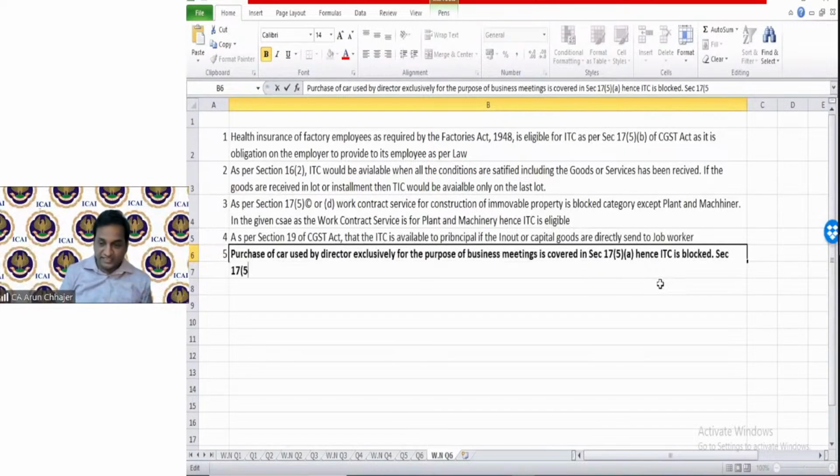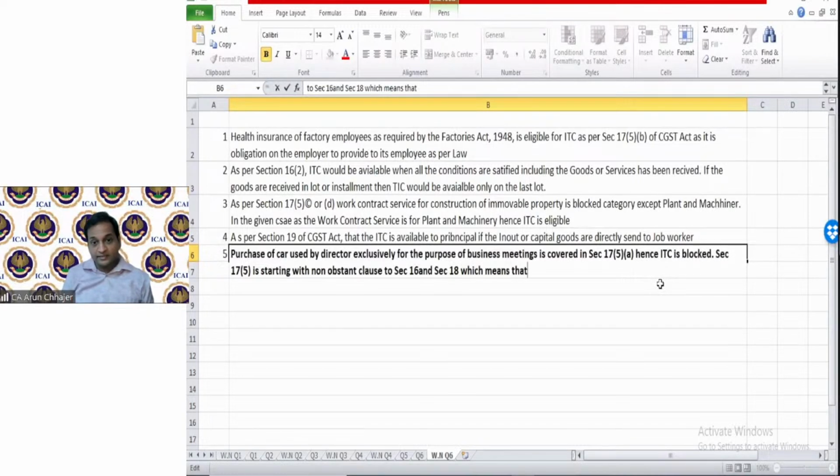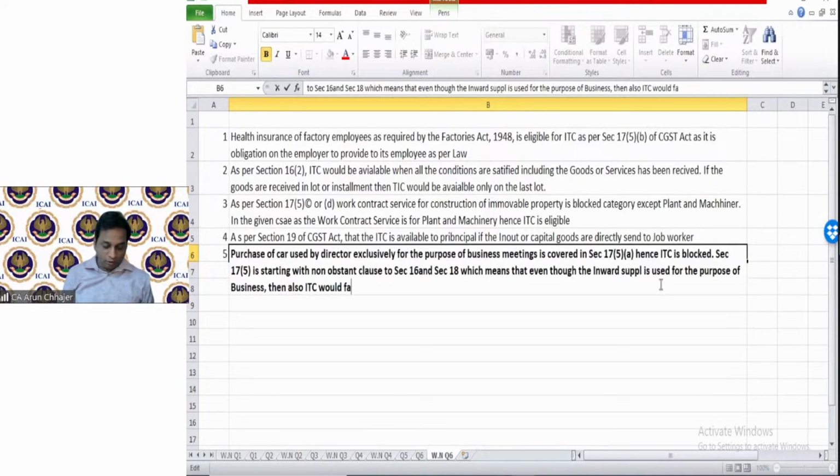Section 17 subsection 5 is starting with the non-obstante clause, which means that even though the inward supply is used for the purpose of business, then also the ITC would fall under the blocked category.